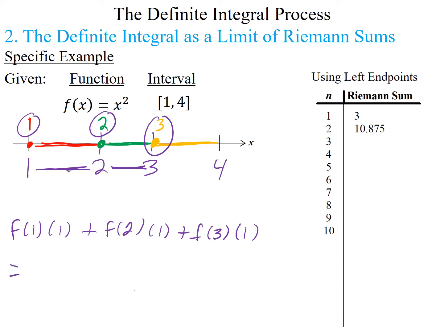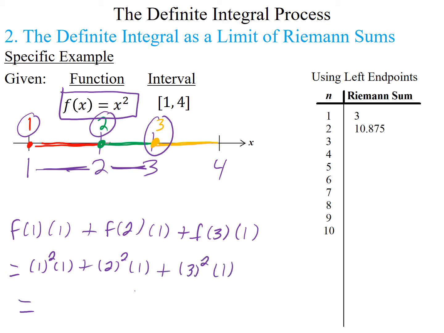And again, because my function is x squared, f of 1 is 1 squared times 1 plus 2 squared times 1 plus 3 squared times 1. And when you're done calculating that, you get 14. And that will go here.